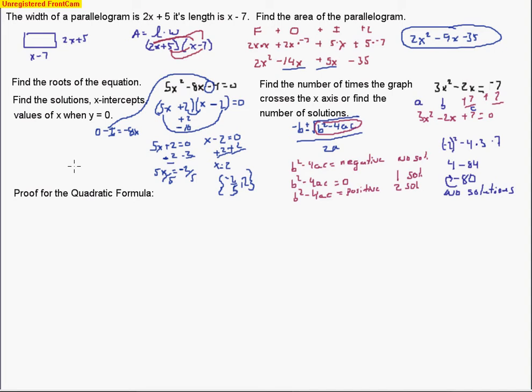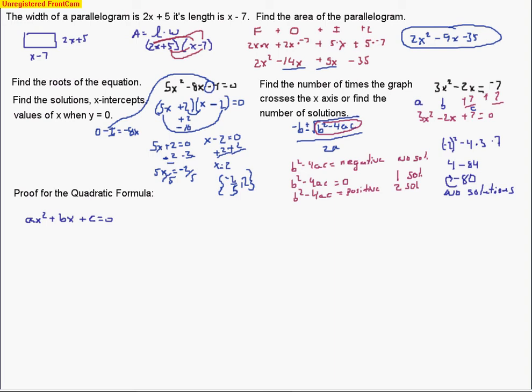Well, let's go ahead and do the proof for this quadratic formula. Where does this come from? Well, it comes from this first equation, ax squared plus bx plus c, and we set it equal to 0. See, this is where those variables a, b, and c come from. Now, how do they get from this form to this form? Well, here's what we do.